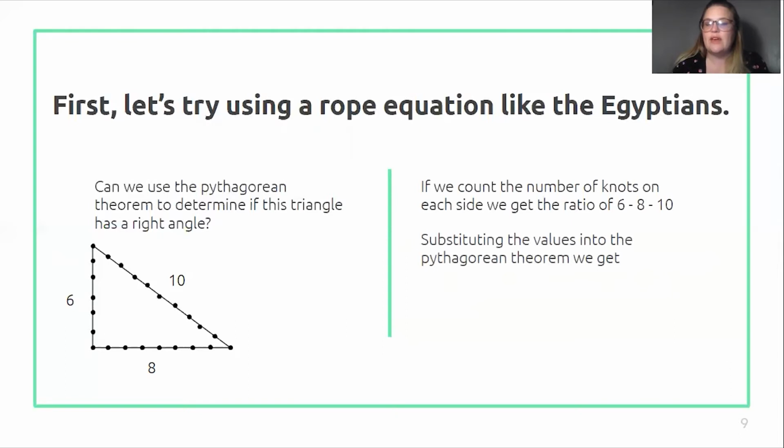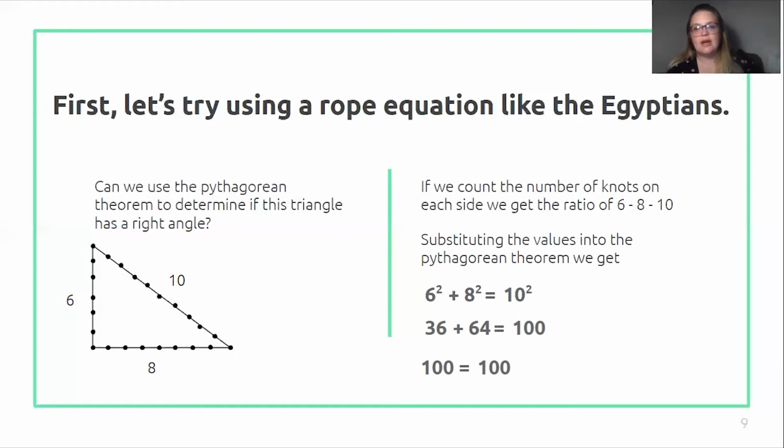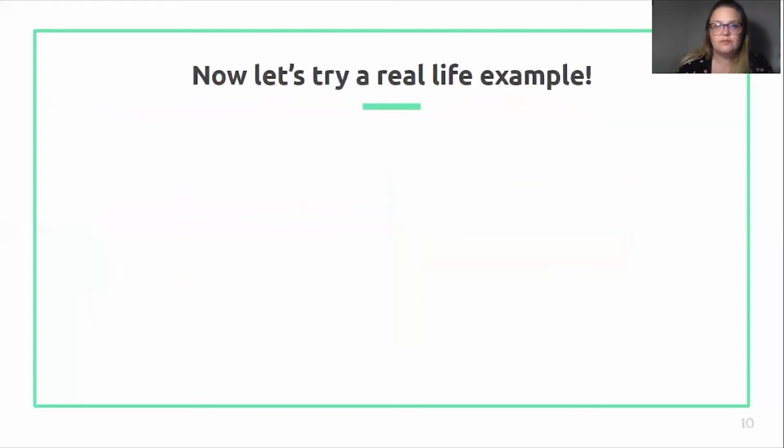Substituting the values into the Pythagorean theorem, we get 6 squared plus 8 squared equals 10 squared. So we can work this out. 6 times 6 is 36, 8 times 8 is 64, and 10 times 10 is 100. When we add 36 to 64, we get 100 on both sides of our equation, which shows that yes, this is a right angle triangle. So this is one of the applications of the Pythagorean theorem: to determine whether or not a triangle has a right angle. And we can see in this case that it does.